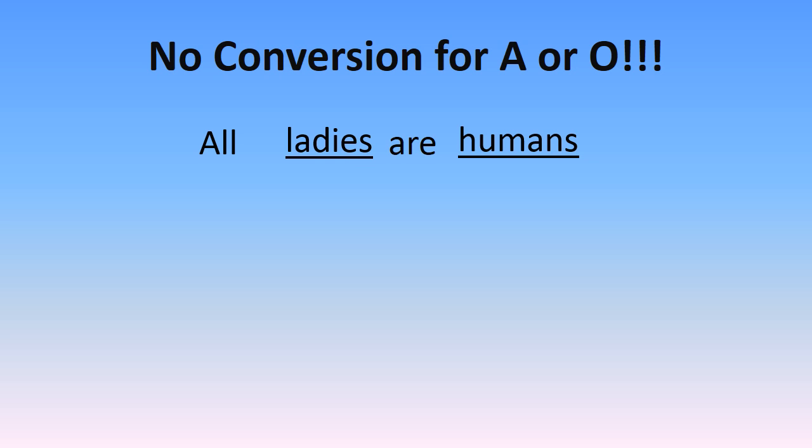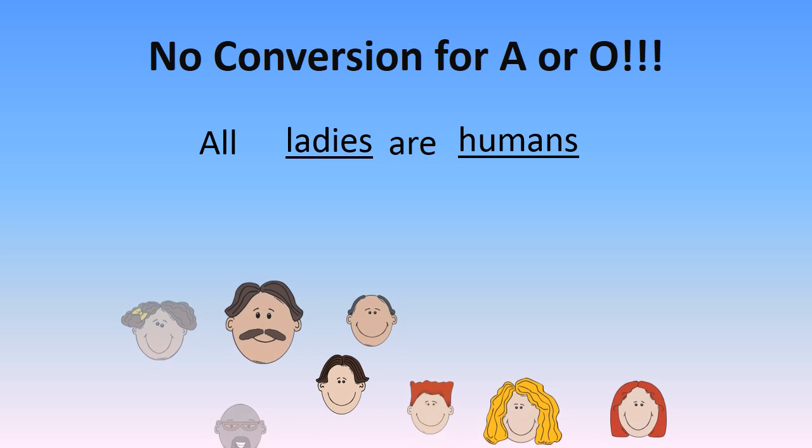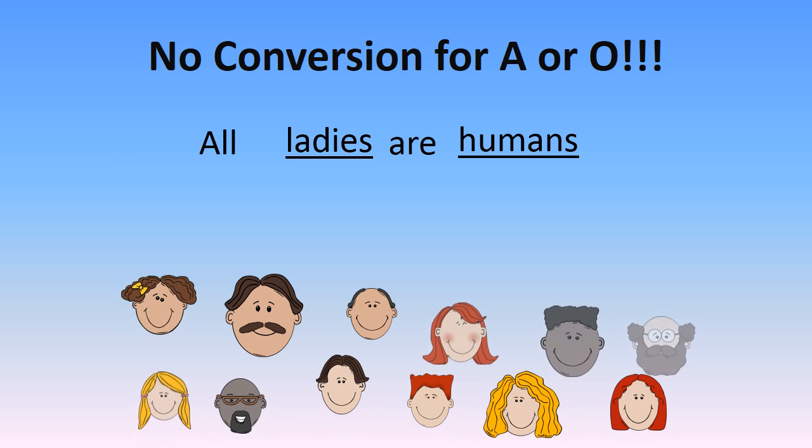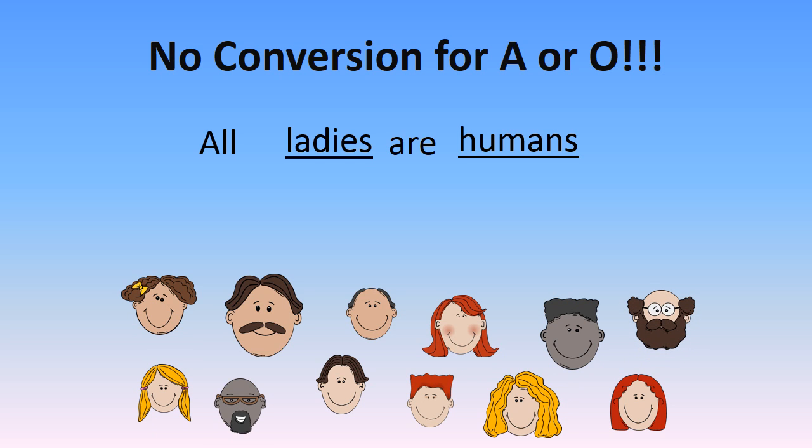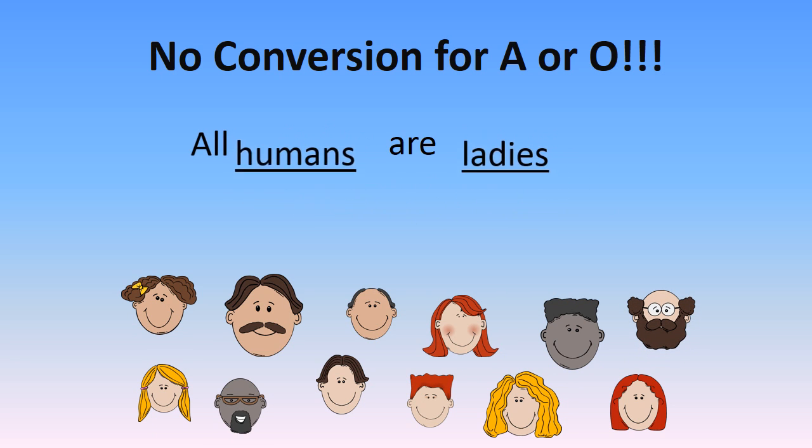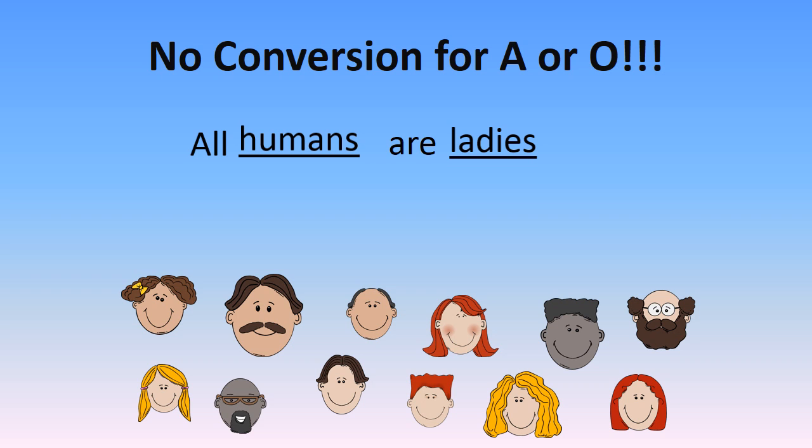Now, it's important to notice that conversion does not work with the A sentences or the O sentences. So, for example, if all ladies are humans, and I'm pretty sure they are, well then, does it follow that all humans are ladies? No, not at all. That's an illicit conversion.